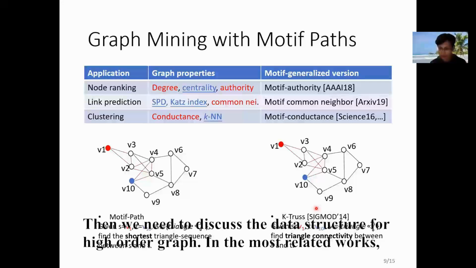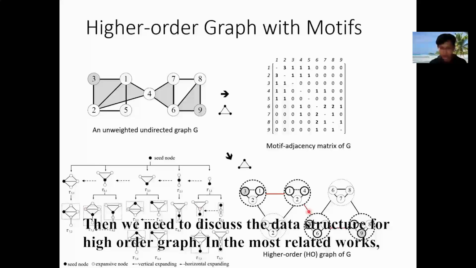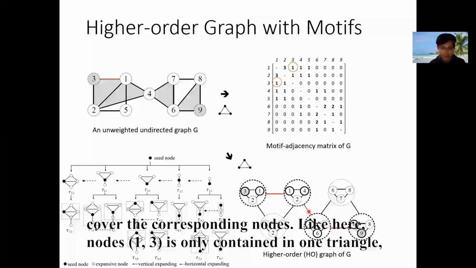Then we need to discuss the data structure for high-order graph. In the most related work, they use a multiple adjacency matrix, where the element means the number of motif instances that cover the corresponding nodes.